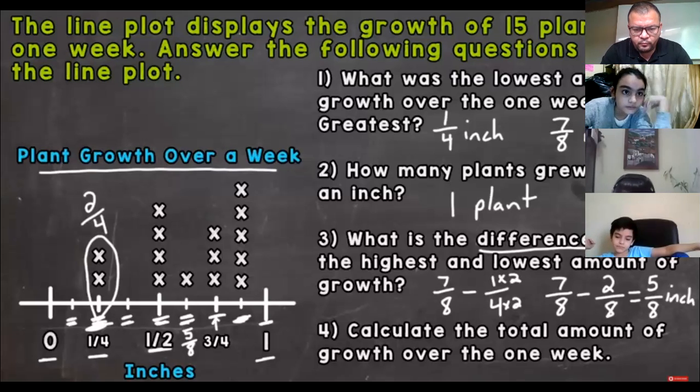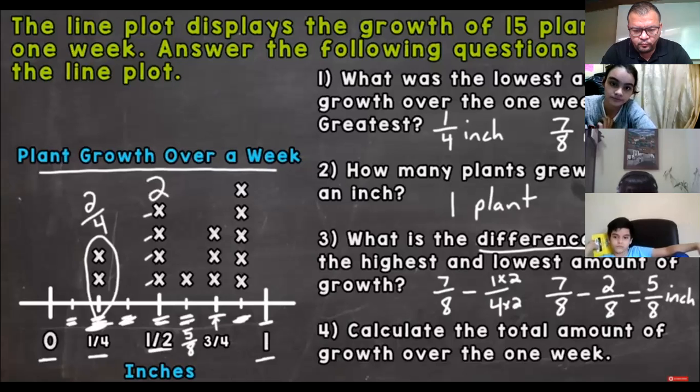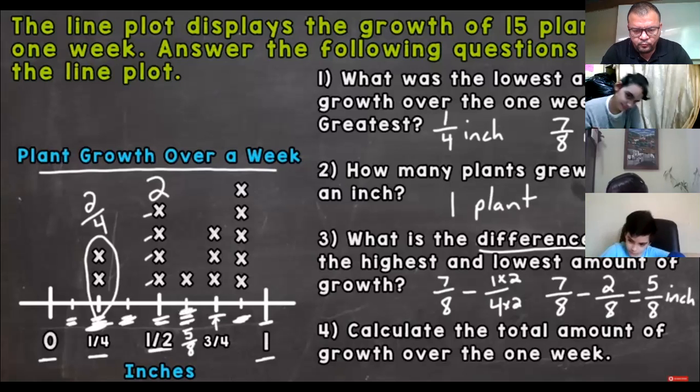Next, we can skip 3/8 of an inch. There's no x there. So we go to 1/2. And we have 1, 2, 3, 4 halves, which is 2 2/4. Now we have 5/8 of an inch right here. And there's only one x there, so that's going to be 5/8.